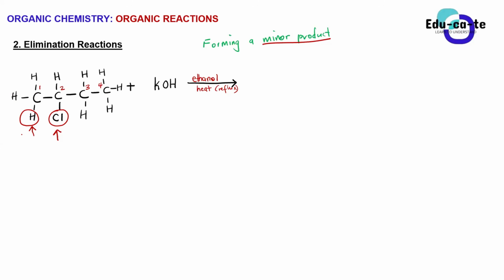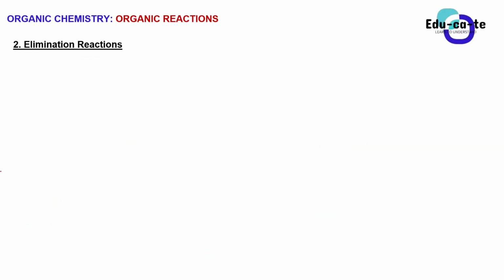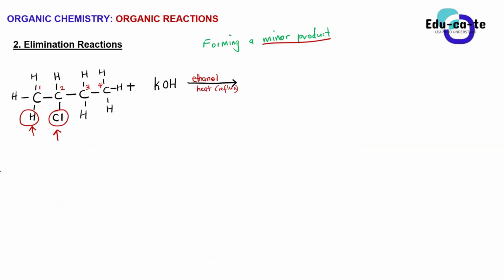opposite of Zaitsev's rule. Zaitsev's rule says that if we want to form a major product during elimination reactions, we need to take away the hydrogen from the carbon that is having fewer hydrogen atoms. But now we want to form a minor product, the product that will be less in your reaction. There won't be a lot of that product in your reaction, there will be a smaller amount of it. That's why we say it's a minor product. So for you to form a minor product, you need to remove the hydrogen from the carbon that has got more hydrogens, because we're doing the opposite of Zaitsev's rule.